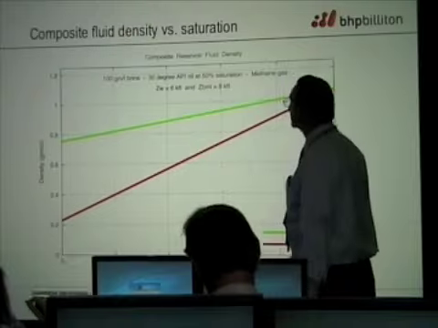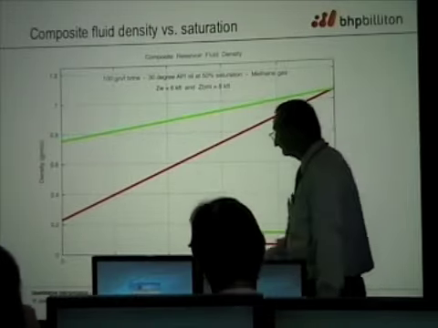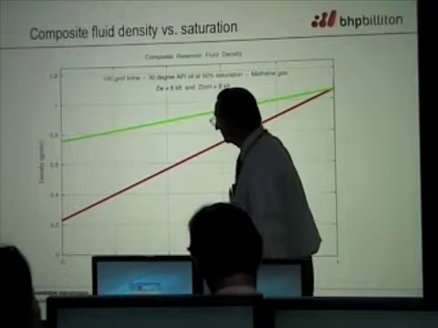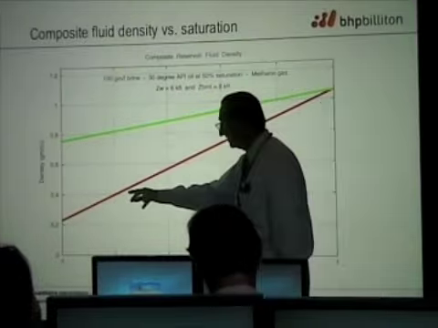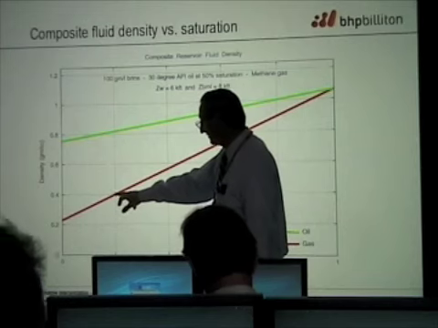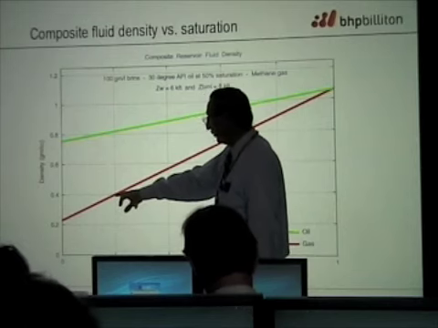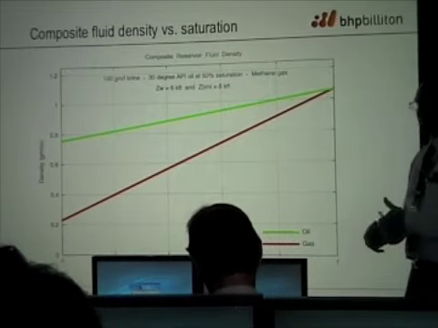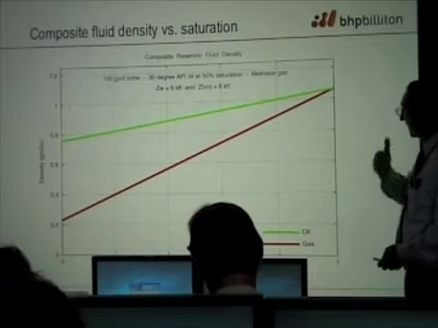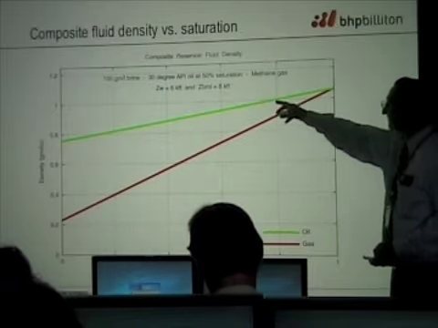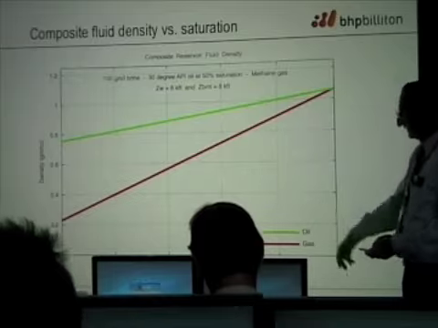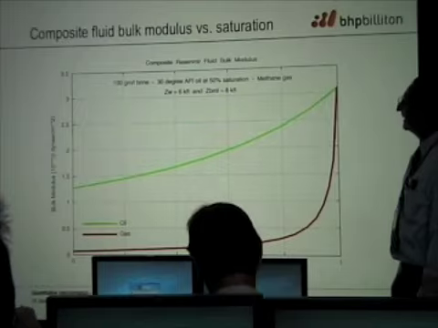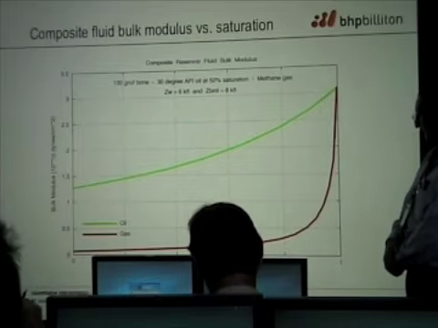What's a water saturation of 0.2? It's over here. So the composite fluid density for a gas case in this particular setting would be about 0.4 grams per cubic centimeter, and for oil about double that, for a commercial reservoir. Much less contrast if I was over here at low gas saturation. Okay, what about the bulk modulus?